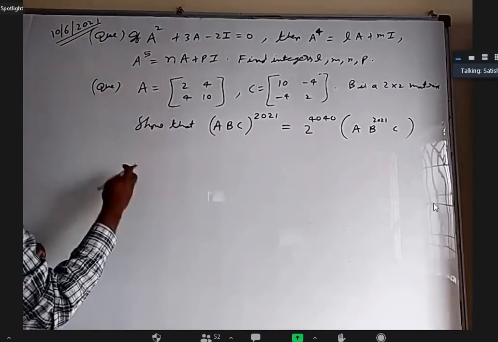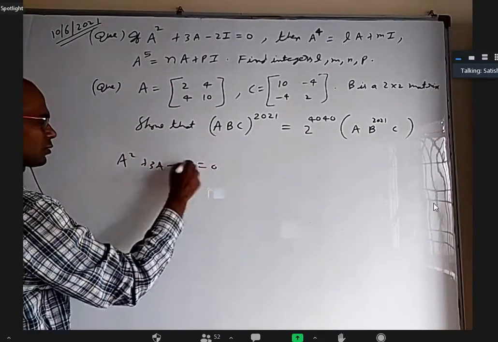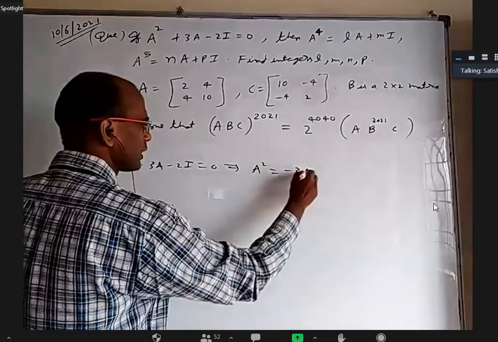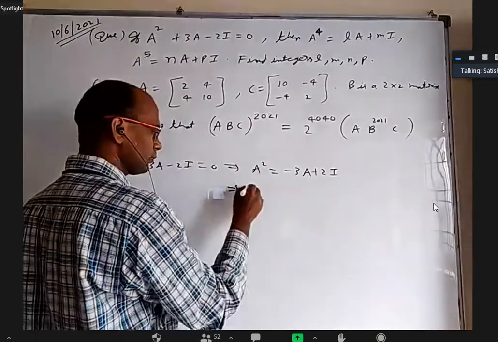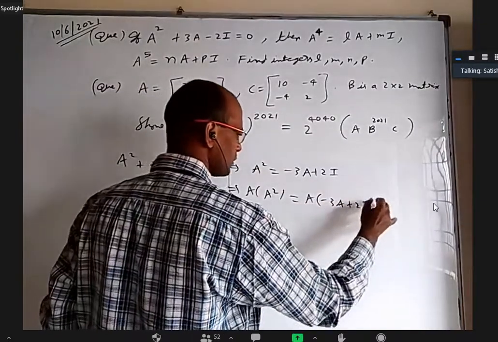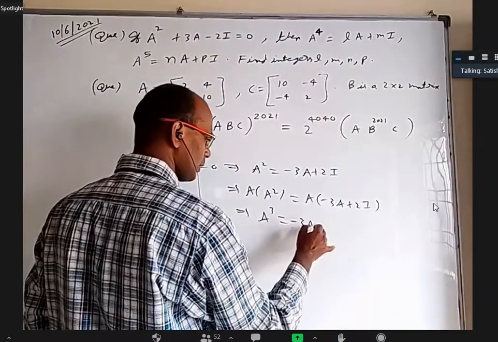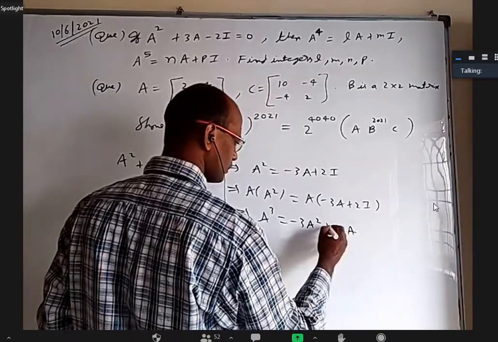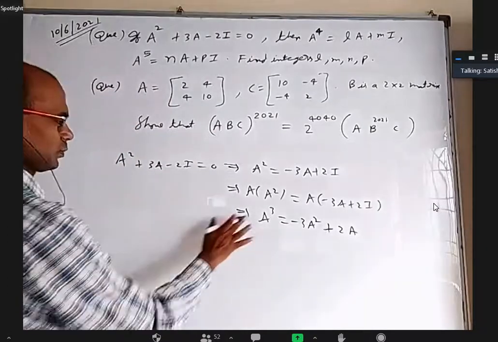How to do it is very simple. This A square plus 3A minus 2I equal to null matrix, I can write it as A square equal to minus 3A plus 2I. Multiply A on both sides: A into A square and A into minus 3A plus 2I. That is A cube, here minus 3A square plus 2A. Okay, that is A cube.